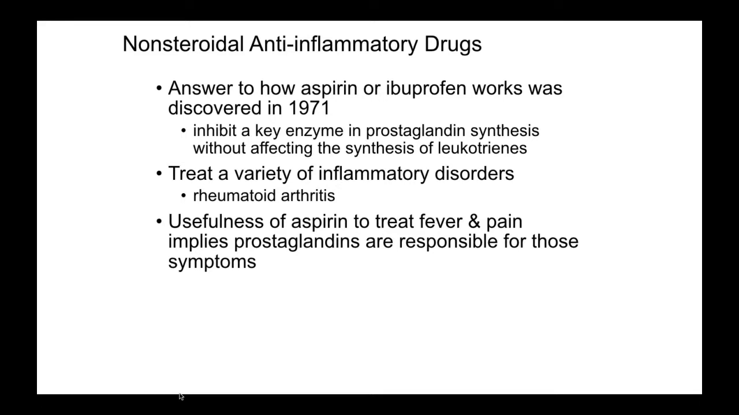We know that ibuprofen and aspirin can treat a variety of inflammatory disorders like rheumatoid arthritis. We know that aspirin can treat fever because prostaglandins raise your temperature. Prostaglandins create pain. Prostaglandins produce mucus. Prostaglandins create uterine contractions. So now if you take aspirin, you block all of that. Some good effects, but there could be some bad effects as well.